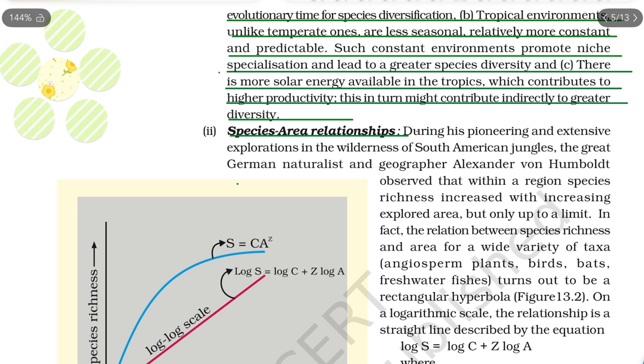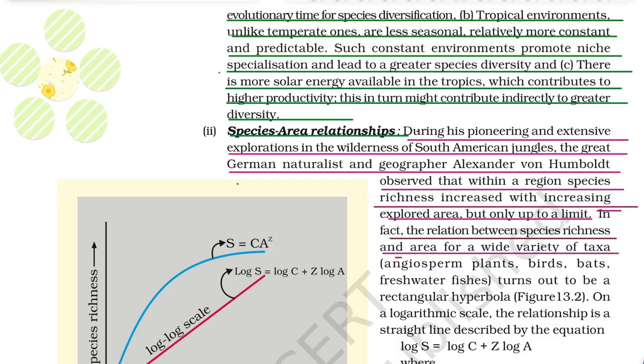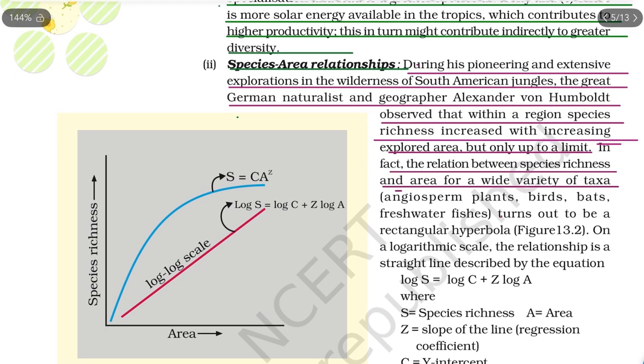Species-area relationship. During his pioneering and extensive explorations in the wilderness of the South American jungle, the great German naturalist and geographer Alexander von Humboldt observed that within a region, species richness increased with increasing explored area, but only up to a limit. In fact, the relation between species richness and area for a wide variety of taxa turns out to be a rectangular hyperbola on a logarithmic scale.